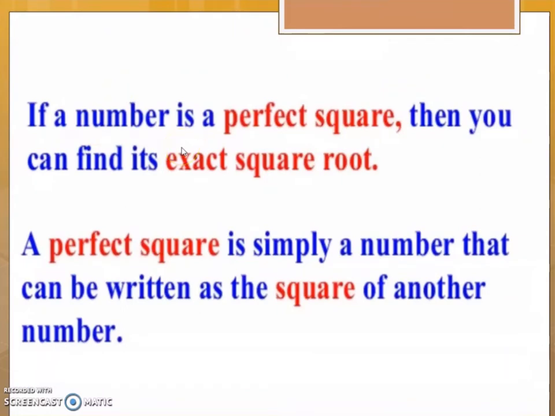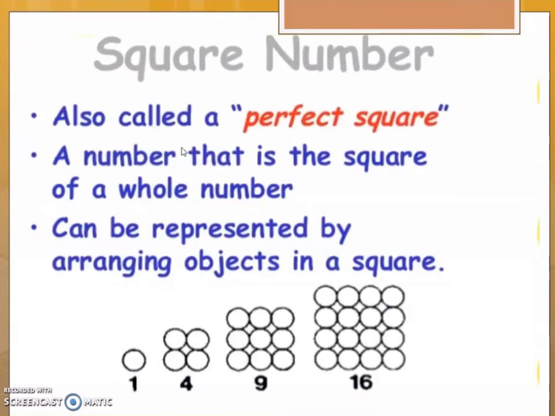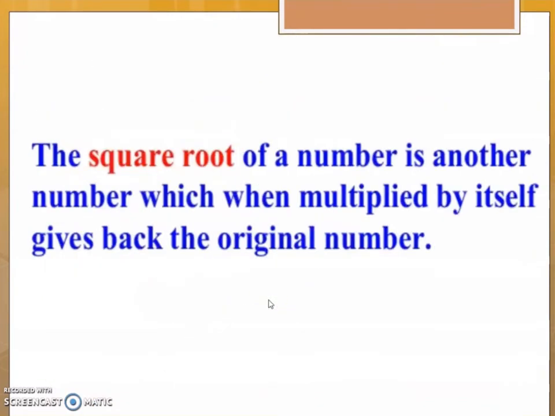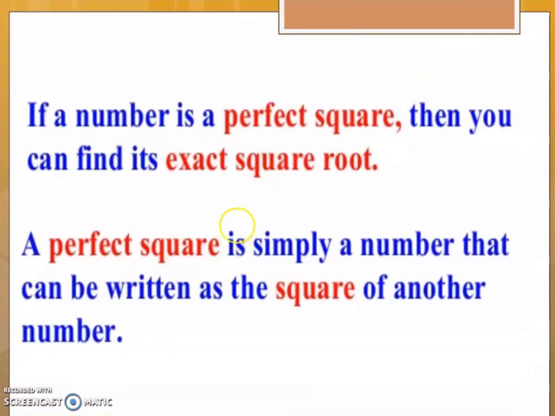So if a number is a perfect square, then you can find its exact square root. So not all numbers will be perfect squares. You have already seen in the table given, only the highlighted ones between 1 to 100. In this table, between 1 to 100, I had shown you that only these many perfect squares are there. The rest of the numbers are not perfect squares. They cannot be arranged in the form of a square. So only if a number is a perfect square can you find its exact square root. A perfect square is simply a number that can be written as the square of another number.